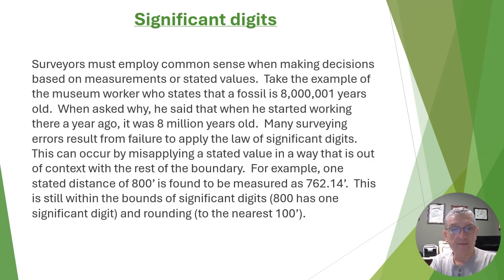So if you find the measurement that's supposed to be 800 feet, you find it to be 762.14, you're okay. It's still within the bounds of significant digits. Now, a decimal changes all of that. If it's 800.0, you have 4 significant digits: 8, 0, 0, and the 0 to the right of the decimal. So if it's 800.000, then you have even more significant figures. It's telling you that's the precision.